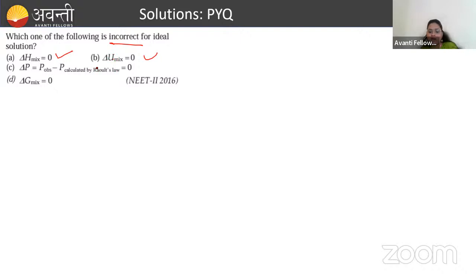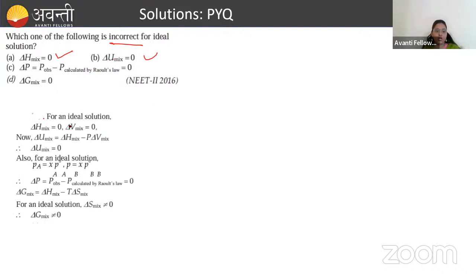Now next is pressure. So if delta H is 0 and delta V is 0, then delta U will again be 0. Okay, delta U will be 0. Indeed, next here is Raoult's law.